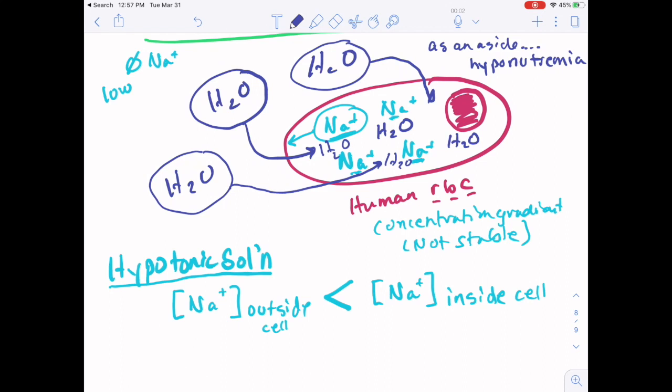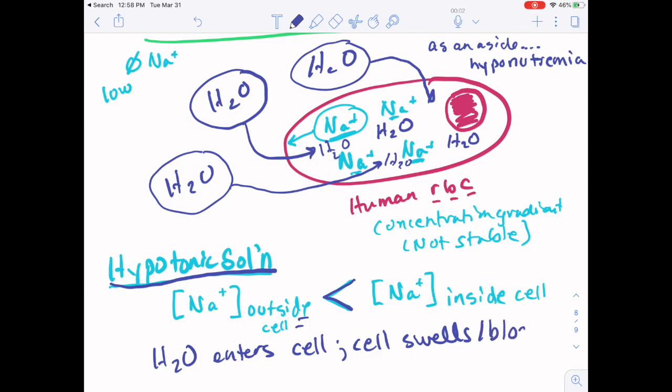But it is common that plant cells and some human cells can be in a hypotonic solution and just swell a little bit. So let's look at this hypotonic solution. When the sodium concentration outside the cell is less than the sodium concentration inside the cell, water enters the cell. The cell swells, or you can call it bloats, and it can occasionally burst.